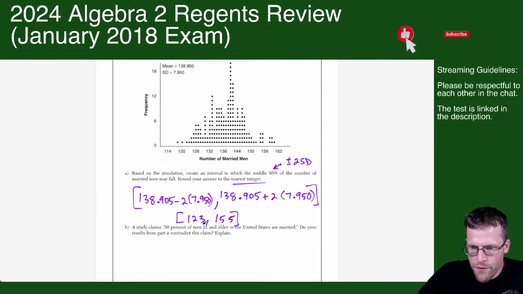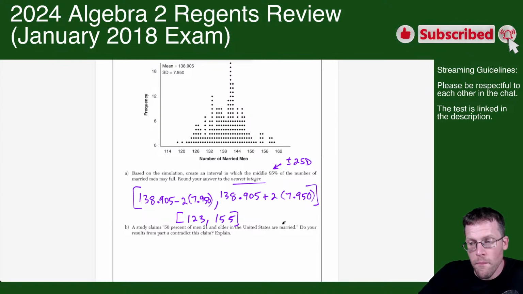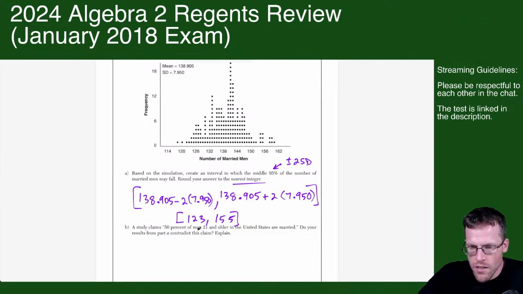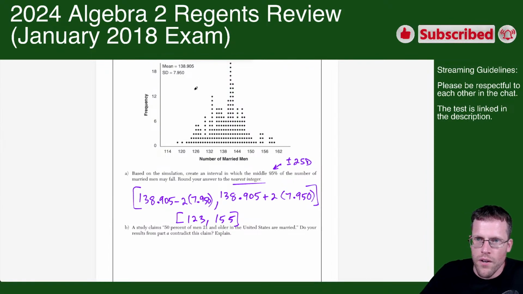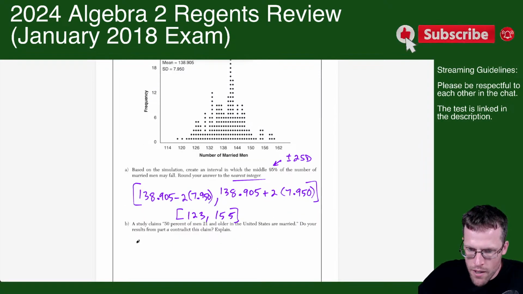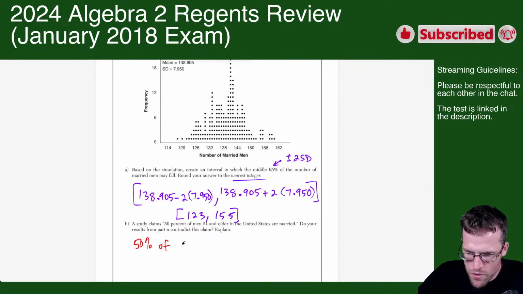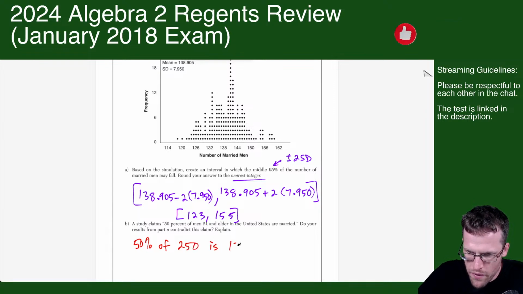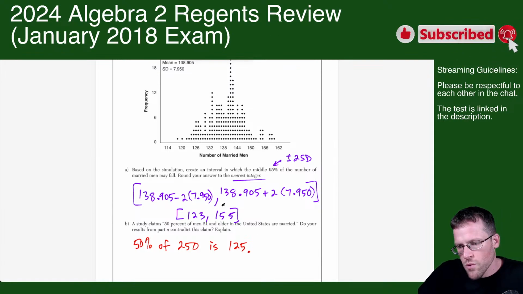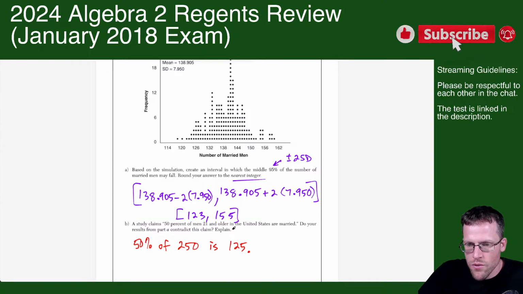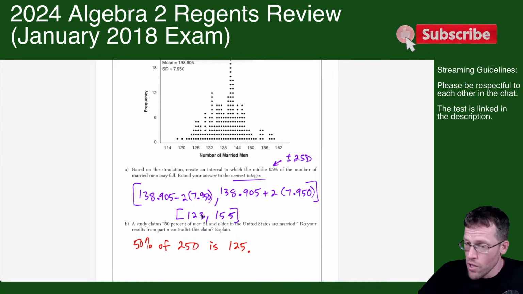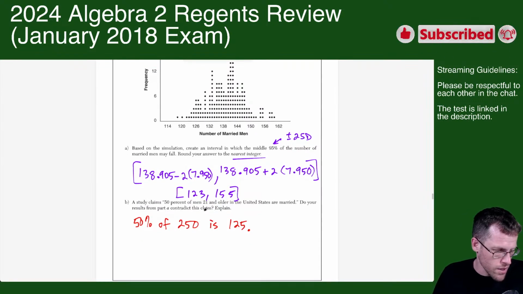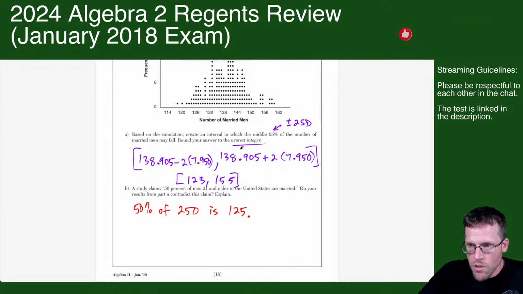Now here we go. A study claims 50% of men 21 and older in the US are married. Do your results from part A contradict this claim? Contradict means prove it wrong. Well, the sample was of 250 men. So 50% of 250 is 125, just divided by 2. And notice 125 falls in the middle 95%. So that means 125 is not unusual. Does this contradict the claim? No. This does not contradict the claim because 125 falls in the middle 95%.